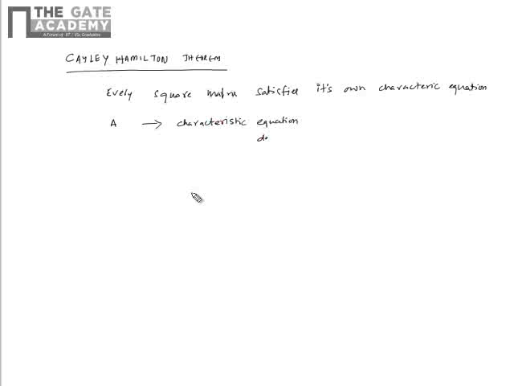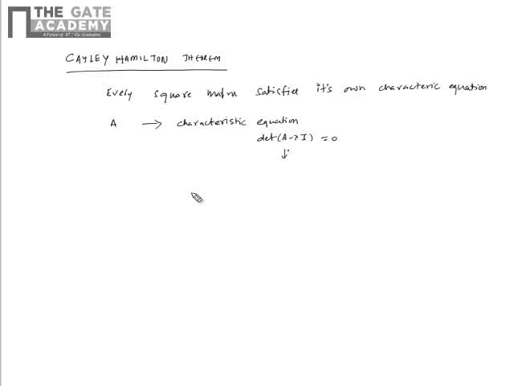So what it says is, every square matrix satisfies its own characteristic equation. So this is one important statement. What it means is, say if I have A as a square matrix, its characteristic equation is basically determinant of A minus lambda I equal to 0.